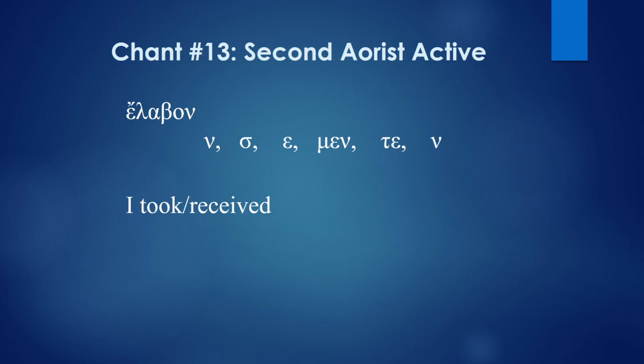The third person singular ending is e, and that would be translated he, she, it received. The first person plural ending is men, and that would be translated we received. The second person plural would be te, and that ending would be translated you or you all received. And then finally, the third person plural ending is n, which then would be translated they received.